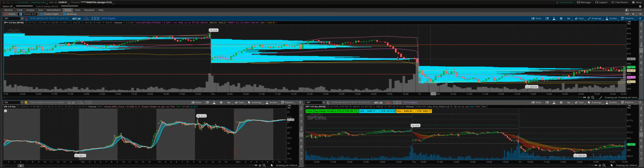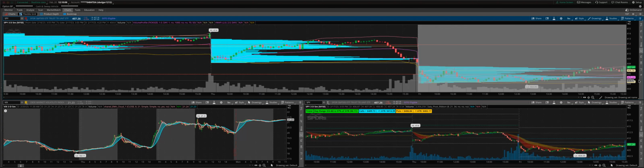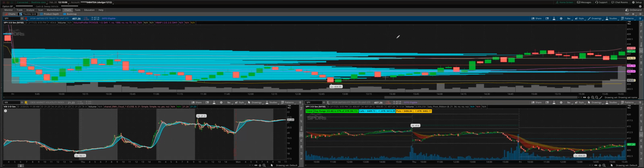So with volume profile, it gives you an idea of where there could be some prior resistance, where there could be some support, where there's sellers or where there's buyers. So I'm going to zoom in here on last Friday's session. Let's see if we can zoom out a little bit.